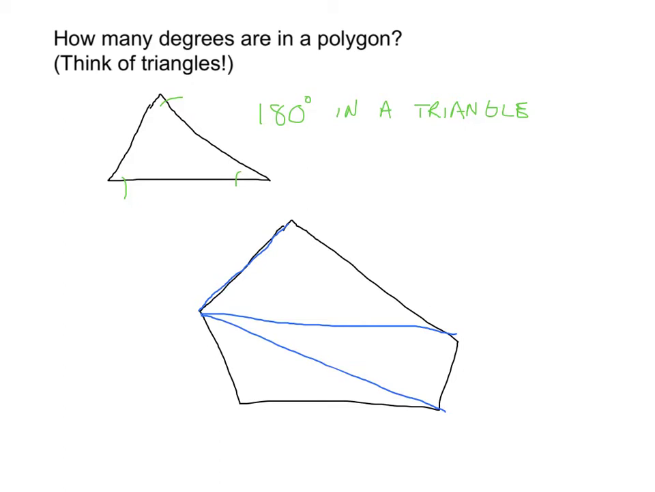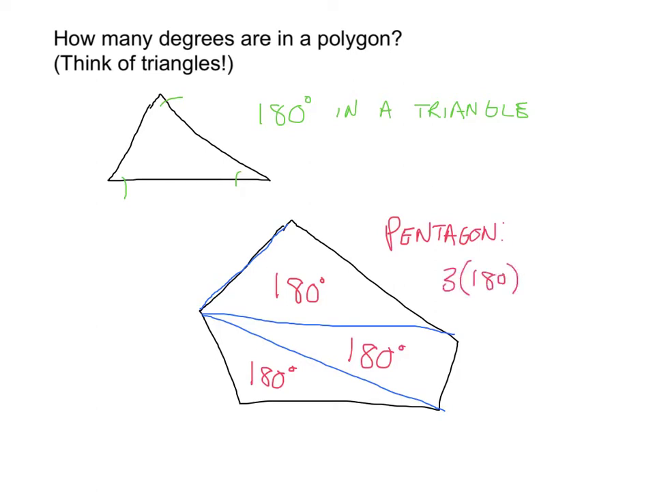And now, how many triangles do we have? We have one triangle, two triangles, and three triangles. Meaning that if we remember again the 180 in a triangle, we have 180 degrees in this top triangle, 180 degrees in this triangle, and 180 degrees in this triangle. Meaning in this pentagon, and any pentagon for that matter, there are 3 triangles times 180. Meaning there's going to be 540 degrees in any pentagon.